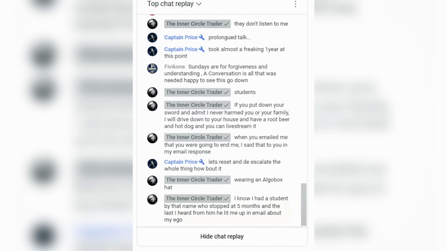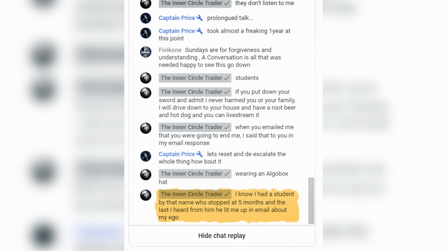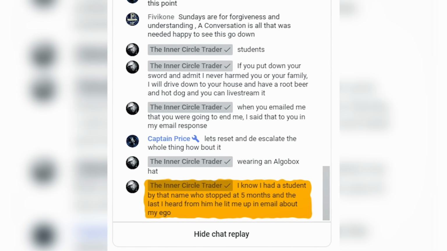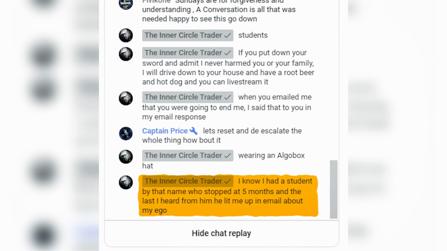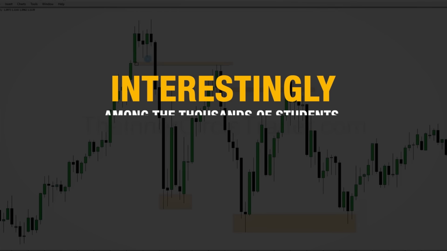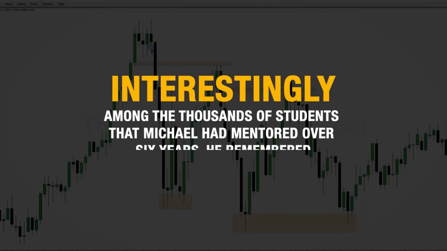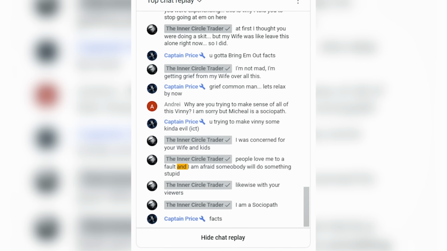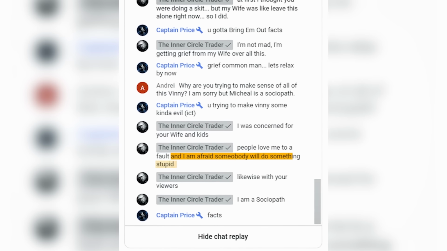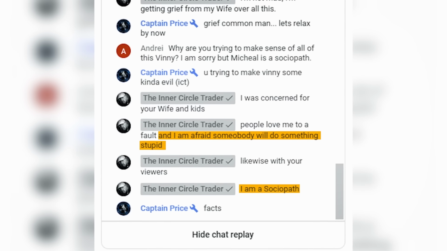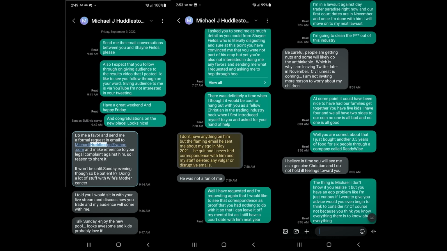The plot thickened when Vinny introduced the name Shane Fields into the conversation, tying him to the number that had called Ty. Michael admitted to knowing a student by that name, claiming that he had reprimanded him for his ego. Interestingly, among the thousands of students that Michael had mentored over 6 years, he remembered Shane Fields. Michael also stated that he hadn't condemned the threats, suspecting someone from his circle might act impulsively, admitting his sociopathic tendencies. Following the live stream, Vinny pressed Michael for the emails exchanged with Shane Fields.